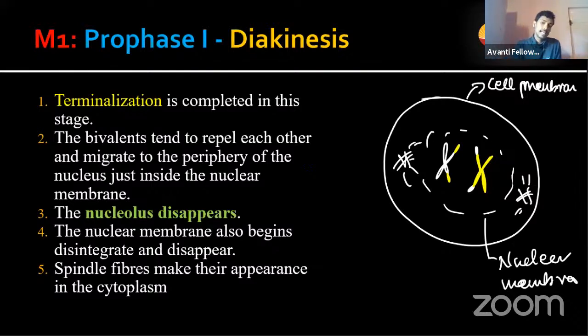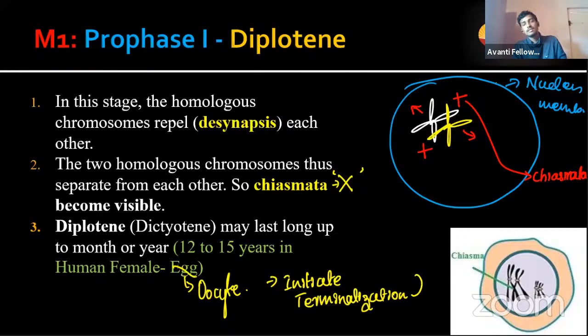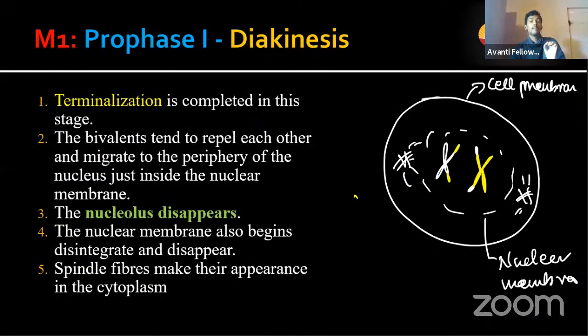So what is the meaning of terminalization? As you see here, we saw the chiasmata formation has happened. Once the chiasmata formation has happened, this chiasmata will move away because both chromosomes should be separated. That initiates the terminalization. Terminalization means getting separated. It will start in the diplotene, but the procedure will be completed in the diakinesis phase.